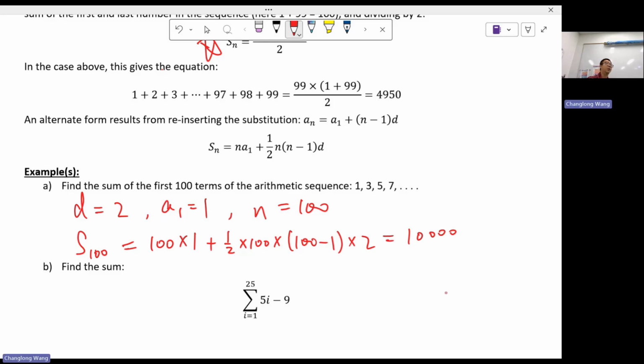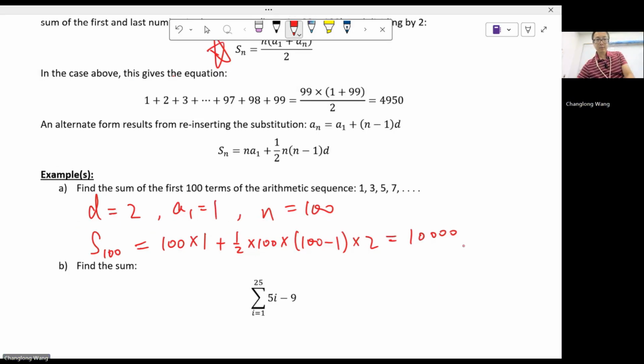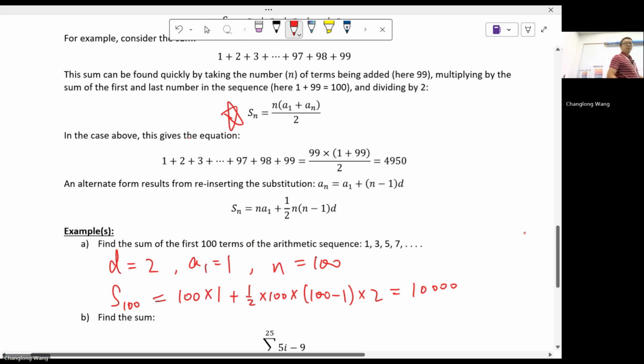But of course, if you still want to use the Gauss formula, you're gonna have to figure out a sub 100 is 199. And you plug into the Gauss formula. Let's scroll down a little bit. It will work out, right? Take the n to be 100. A sub 1 is 1. A sub 100 is 199. Divide by 2. You're still gonna get 10,000.